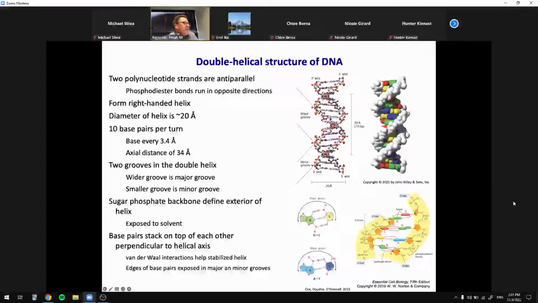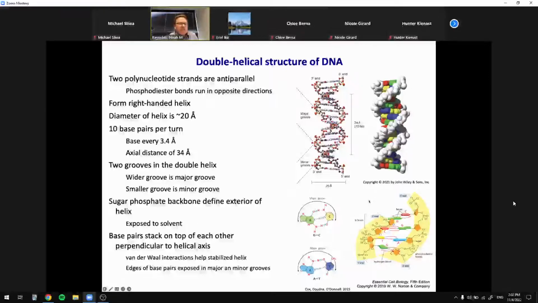And then on the interior, right, we get those bases stacking on top of each other. And I think we can see this here, right? This is perpendicular to the helical axis, but this stacking interaction is really important. So these bases are all stacked, and you can see it here well too. They're all stacked in the middle, right? So it's base stacking in the middle, sugar phosphate backbone on the outside.